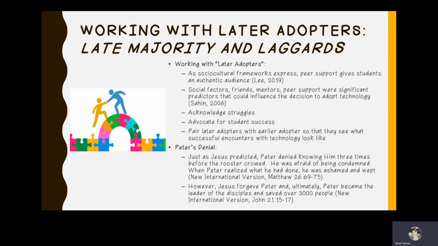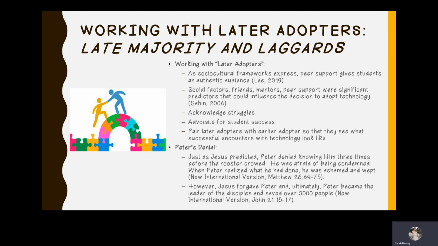So with that being said, kind of going back to what I had mentioned previously with the earlier adopters, it is important to have students working together and also acknowledging the struggles that the later adopters go through. Because by acknowledging those struggles, we can move forward and advocate for student success. And we can pair later adopters with the earlier adopters so that they can see what successful encounters with technology look like.